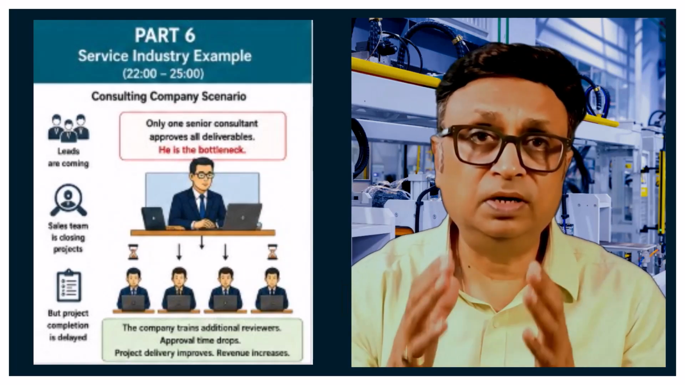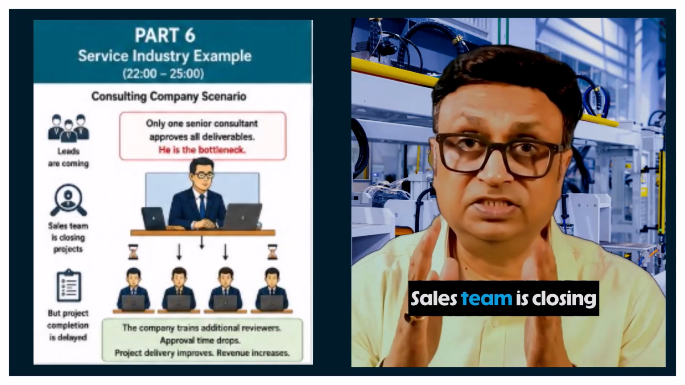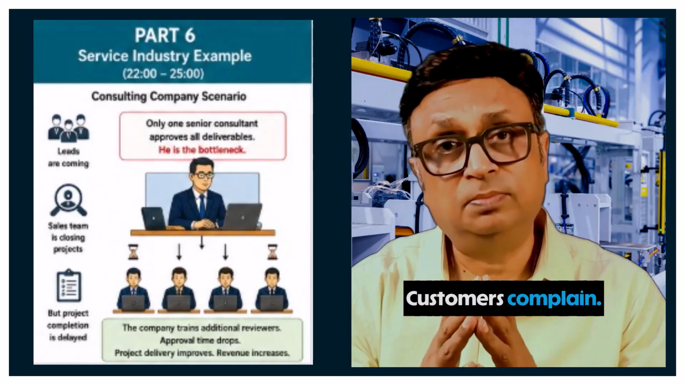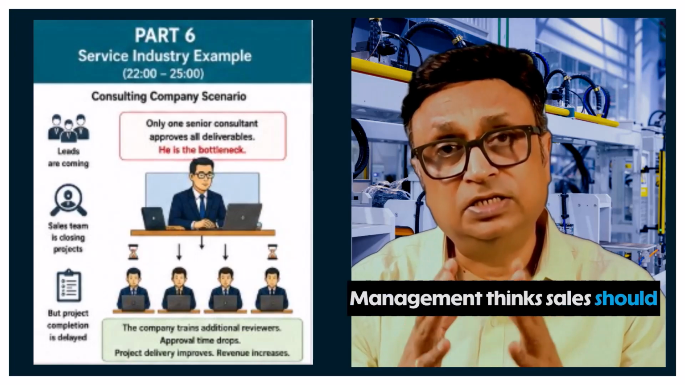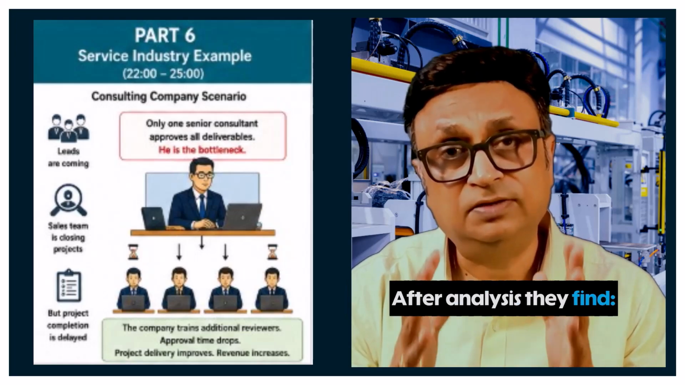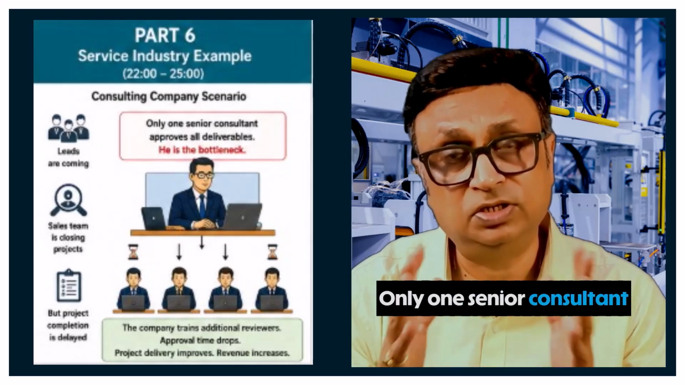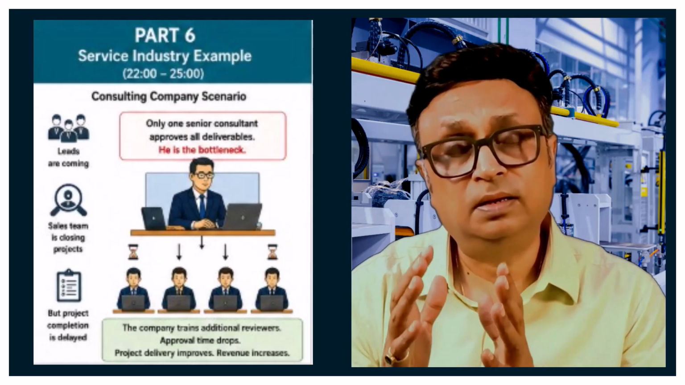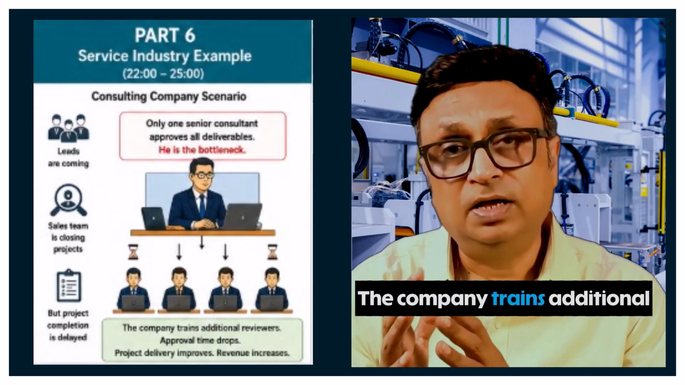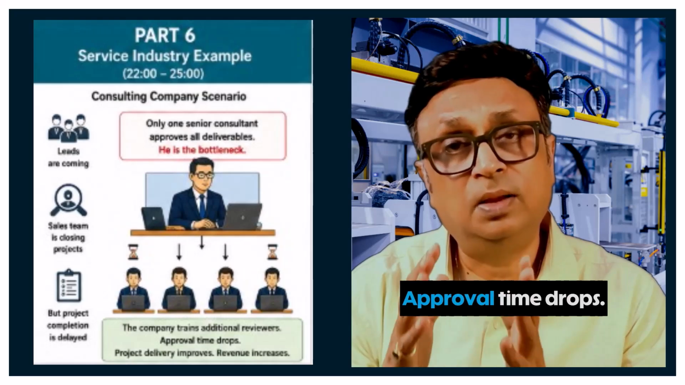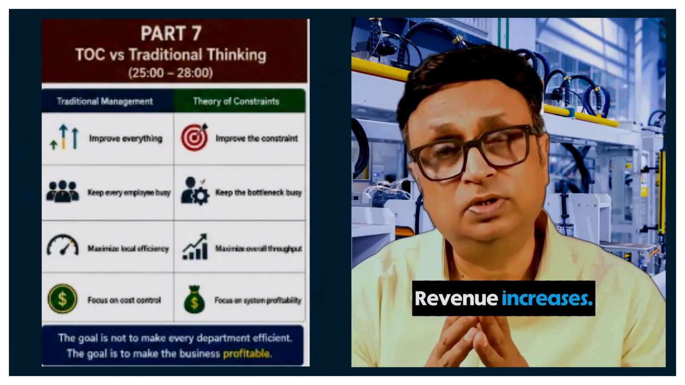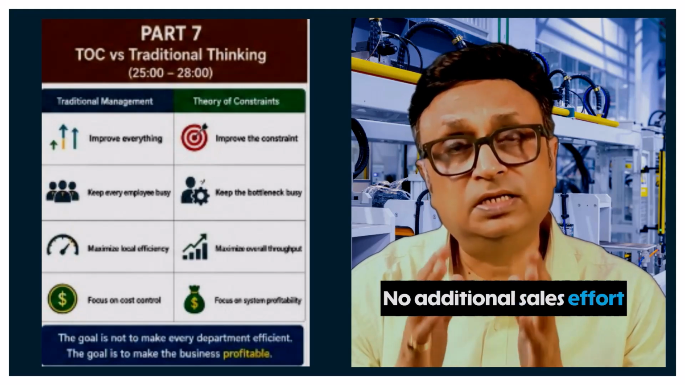Chapter 6: Service Industry Example. Consider a consulting company. Leads are coming. Sales team is closing projects, but project completion is delayed. Customers complain. Management thinks sales should slow down. After analysis, they find only one senior consultant approves all deliverables. Everything waits for his approval. He is the bottleneck. The company trains additional reviewers, approval time drops, project delivery improves, revenue increases. No additional sales effort required.